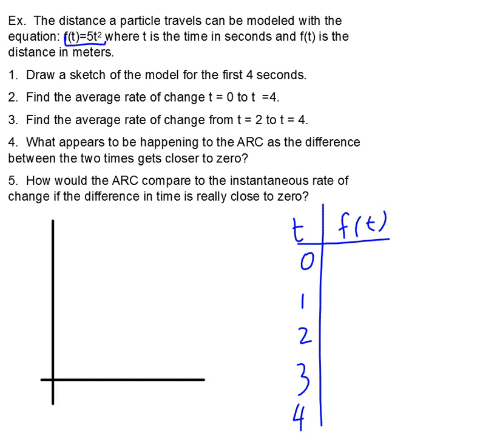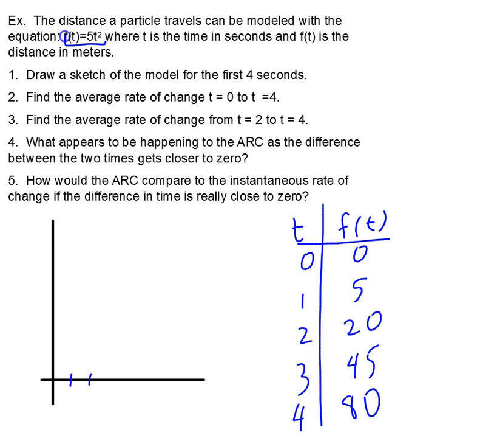The first thing I want you to do is draw a graph. So when t equals 0, if I plug a 0 into the equation, I would get 0. Plug a 1 in, I'd get 5. If I plug a 2 in, I would get 20. Plug a 3 in, I'd get 45. And if I plug a 4 in, I would get 80, right? So this graph would loosely look something like this, all right?